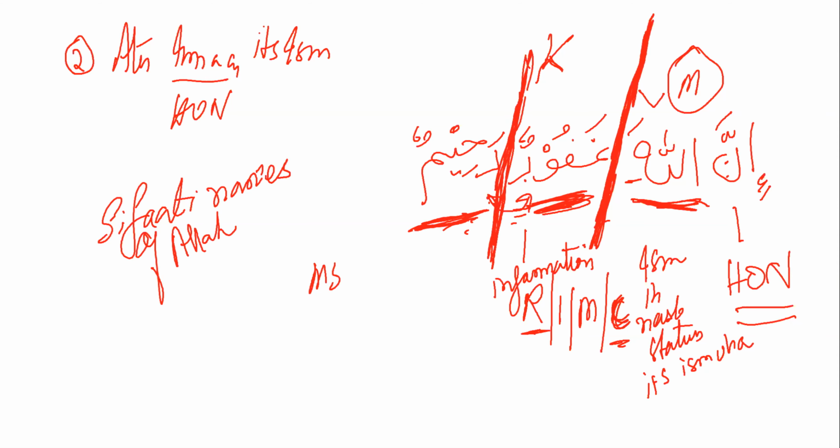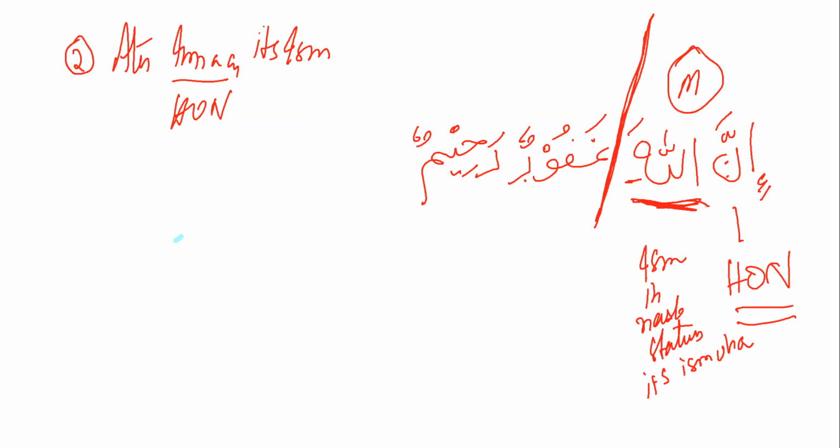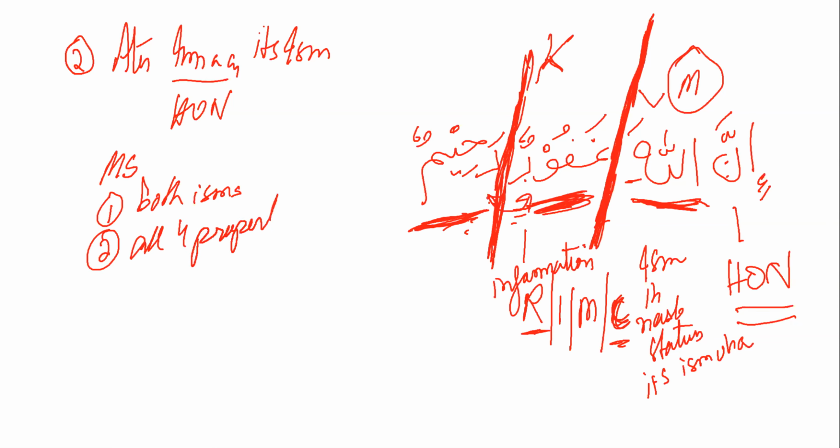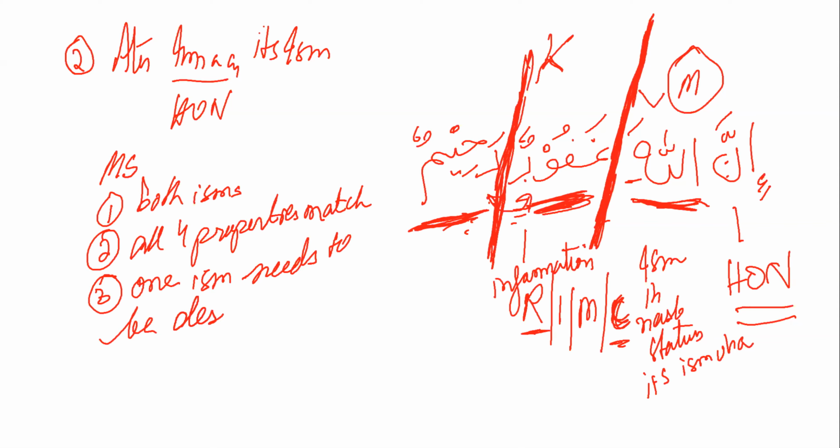Yes, but always remember one thing that I have repeated quite a few times, and this point had me confused for a long time: with Mausuf Sifa, there are three conditions. Number one, both should be isms, that is obvious. Number two, all four properties have to match. But what happens is that we forget the third condition. One ism needs to be describing the other. This is important.